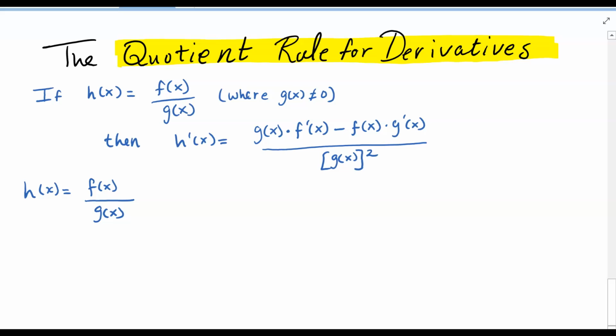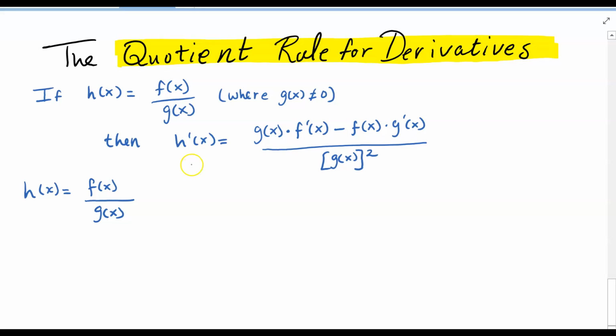Okay, now we have come to the point where we're talking about the quotient rule for derivatives. So what do you do when you have one function divided by another? So let's take a look at this. It says if h of x equals f of x divided by g of x, and of course we need to be sure that g of x does not equal 0. That's very important. The denominator could never be 0.